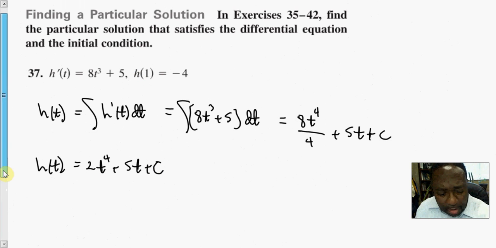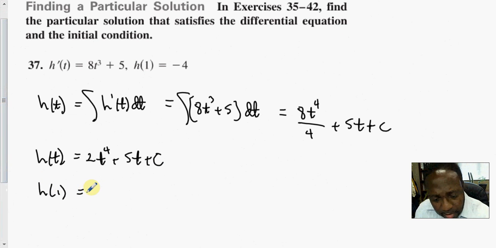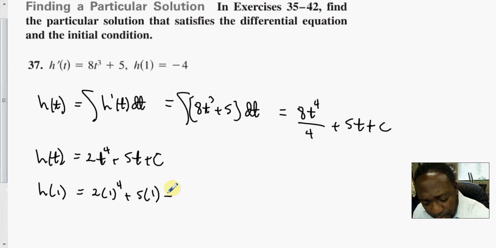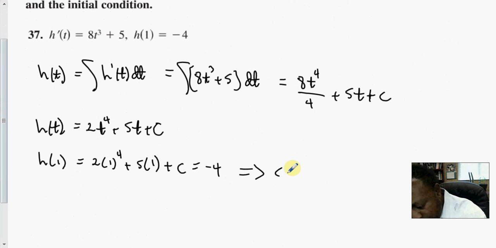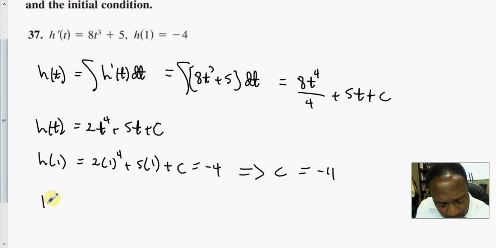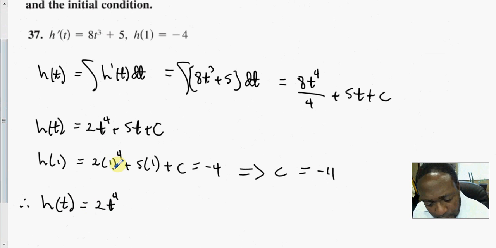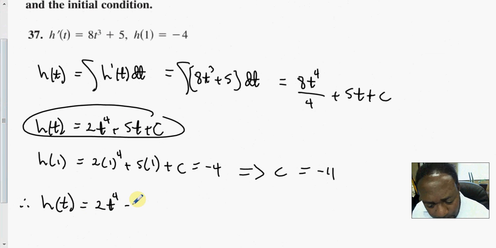They give us initial condition that h of 1 is equal to 2 times 1 to the 4th plus 5 times 1 plus c. That's equal to negative 4. So we get 2 plus 5 minus 4 implies that c is equal to negative 4 minus 7. So we get negative 11. So we conclude that h of t is equal to 2t to the 4th plus 5t, and then plus c, which is minus 11.